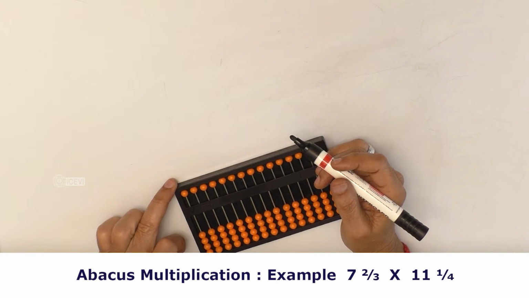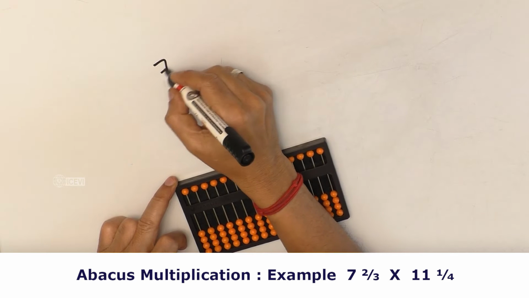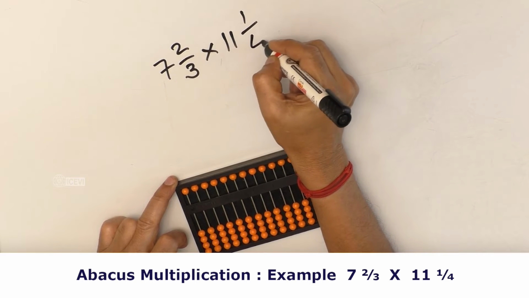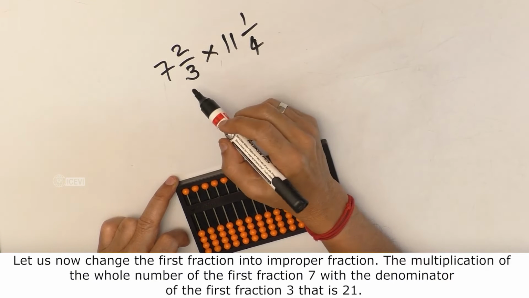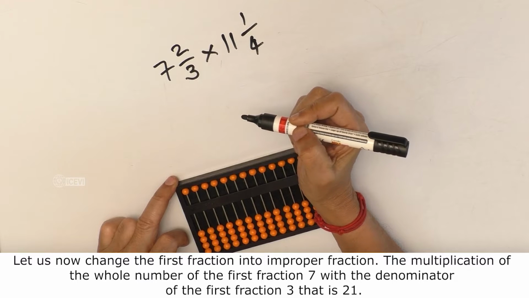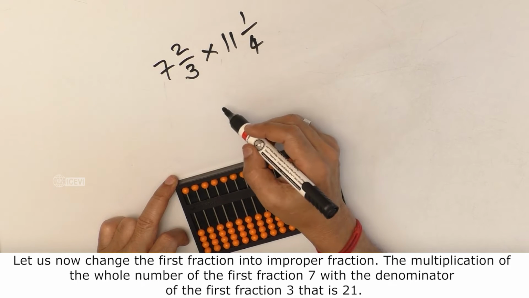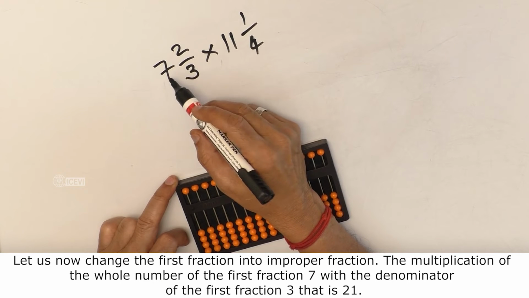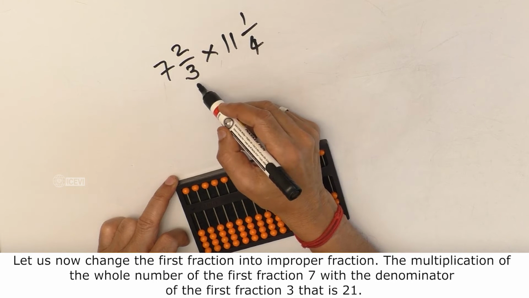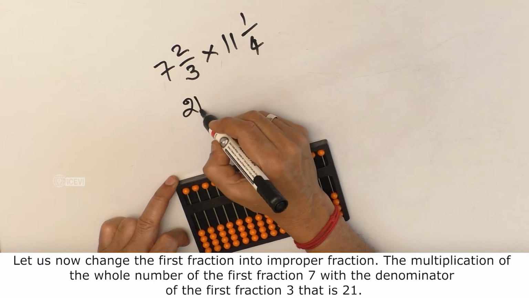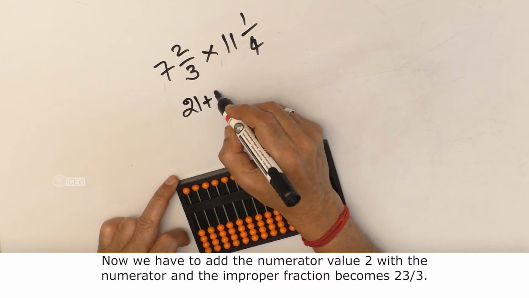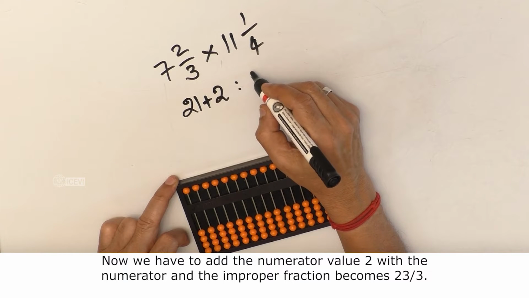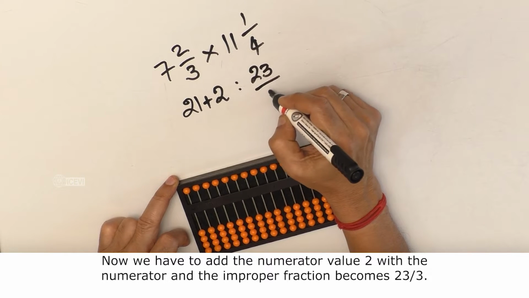Title of the video: Abacus multiplication, example 7, 21 2 by 3 multiplied by 11 1 by 4. Let us convert these fractions into improper fractions. In the first fraction, when you convert that into an improper fraction, you multiply the whole number with the denominator of the first fraction, that is 3, to get 21, add it with the numerator value, that is 2, and therefore the improper fraction becomes 23 by 3.